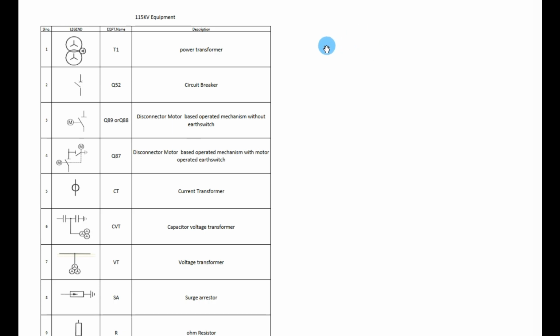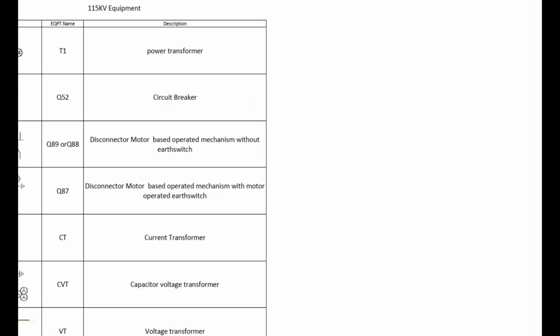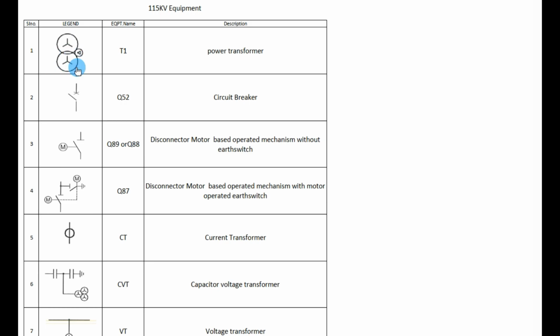In our SLD, the diagram with three circles with star, star and delta is a tertiary winding power transformer, also denoted by the letter T1. Anything denoted by Q52 is a circuit breaker, and this is the symbol of a circuit breaker. The third thing is the isolator, denoted by Q89 or Q88, operated with a motor without earth switch. The fourth one is also an isolator, interlinked with an earth switch, and both have motor operation.